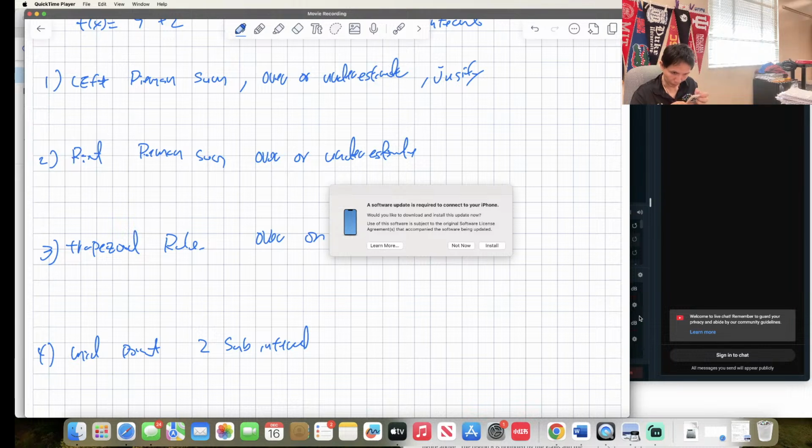Trapezoid. I think it'd be over, because of the shape. And midpoint, that's just over, yeah.